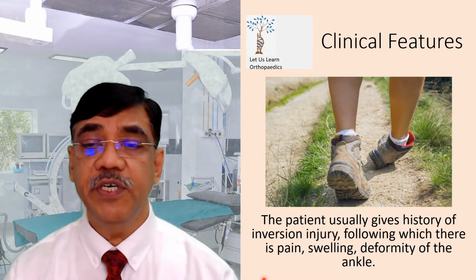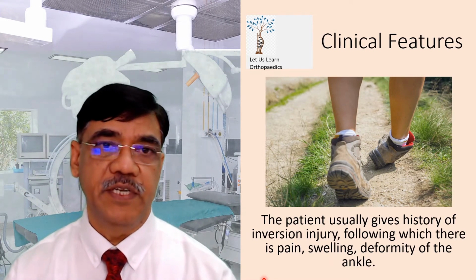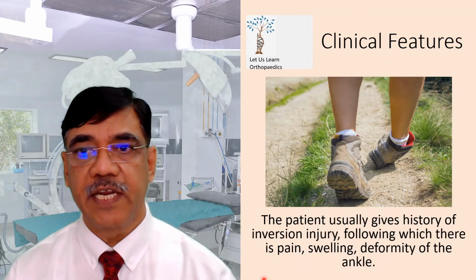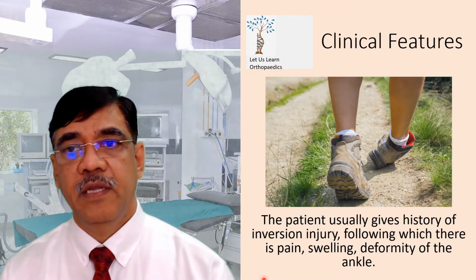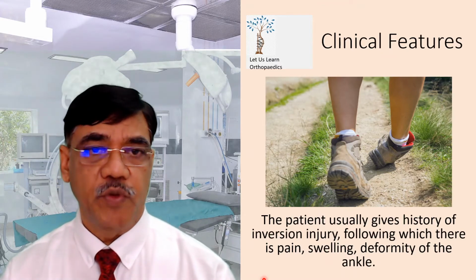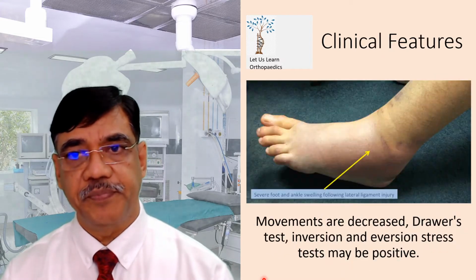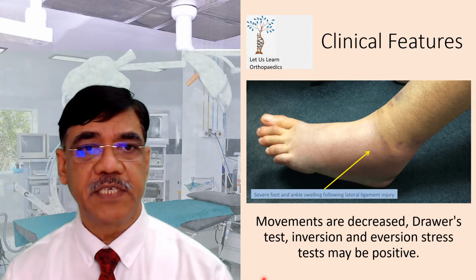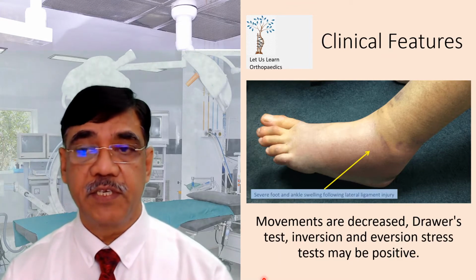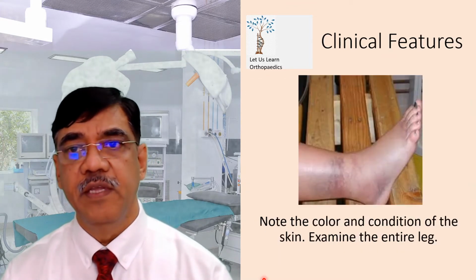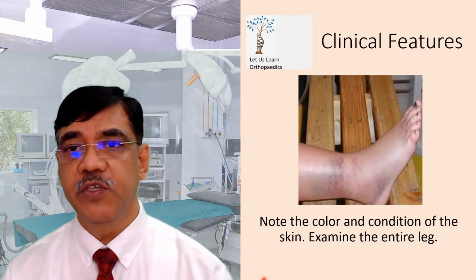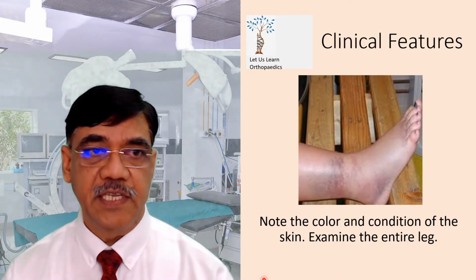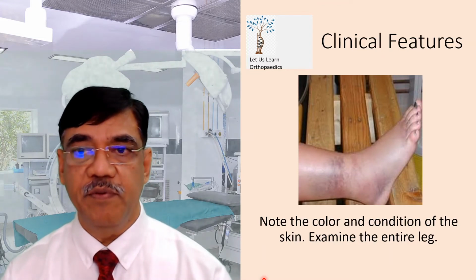Clinically, the patient usually gives a history of inversion injury. As you can see here, a person is walking on the ground and suddenly the ankle gets twisted, following which there is pain, swelling, and deformity of the ankle. Now the movements are decreased, Draver's test, inversion, eversion stress test may be positive for pain. Note the color and condition of the skin. Examine the entire leg. As we have seen, in C3 type of fracture, there could be proximal fibular fractures.